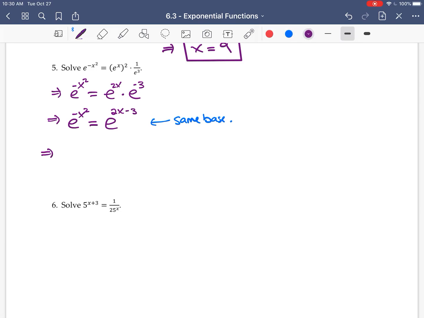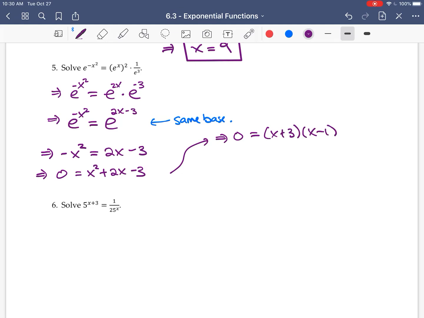Okay, so I can say the exponents are equal. So the negative x squared is equal to 2x minus 3. And now I just have a quadratic to solve. So I'm going to move the x squared over, and then I want to factor. Two numbers that multiply to give negative 3 and add to give positive 2 are going to be x plus 3 and x minus 1. So x is negative 3 or x equals 1 for my solutions here.